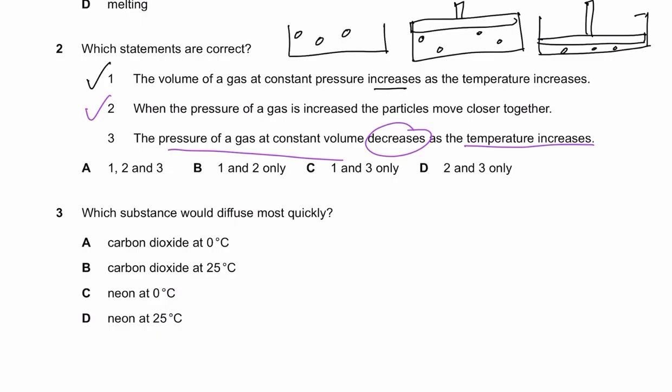per unit area. Yeah, so the more force they exert per unit area, that's how the pressure increases. So pressure and temperature have a direct relationship. So if the temperature is increasing, the pressure should increase at a constant volume, it shouldn't decrease. Therefore 3 is wrong. So 1 and 2 are right, and that's why B is the right option.